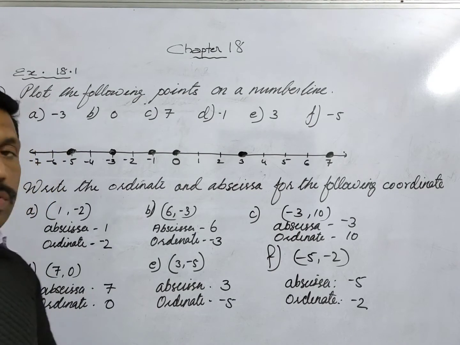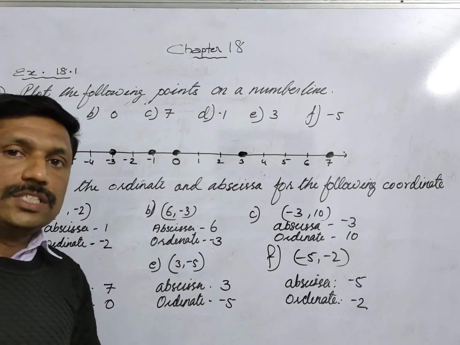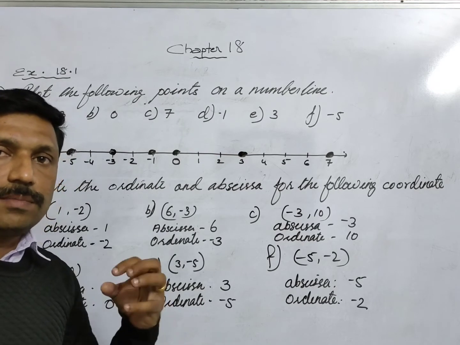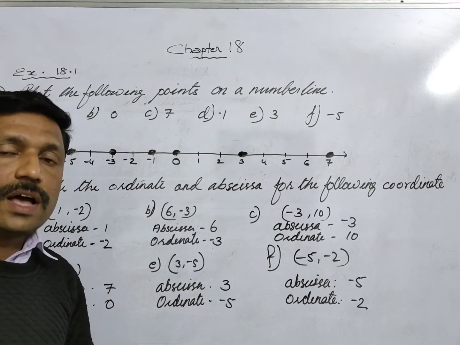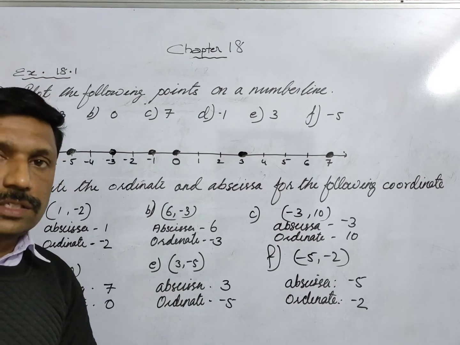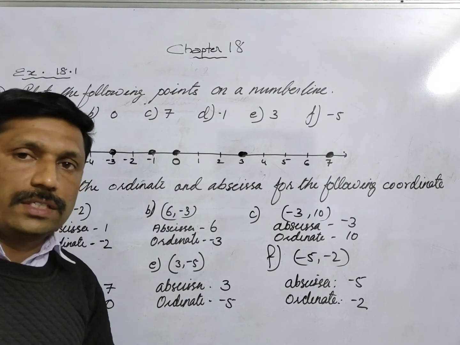In an ordered pair, always remember that the abscissa will be written first. That means the first number written in an ordered pair is the abscissa, and the next number is the ordinate, or y coordinate.